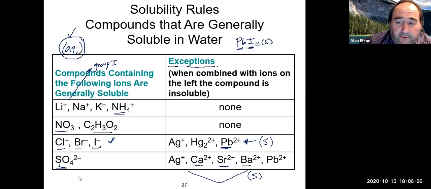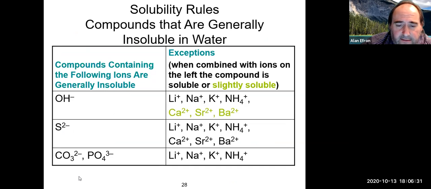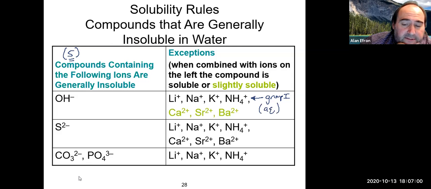Now, there are some rules for things that are typically insoluble, so let's take a look at that. This table here shows things that are typically insoluble. That means everything here on the left is typically going to be insoluble, and a solid should form. So hydroxide, if you see hydroxide in something, it should be insoluble, except for pretty much what we saw on the previous slide: anybody in group 1 or ammonium. If it is, it will then become soluble.